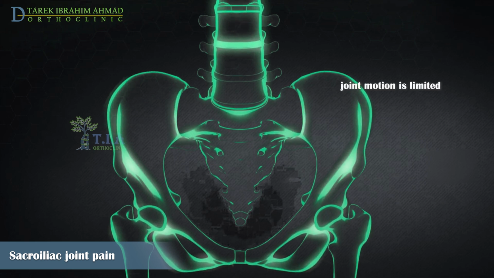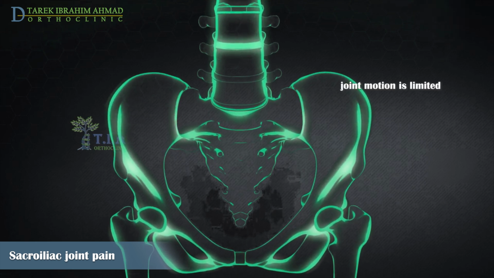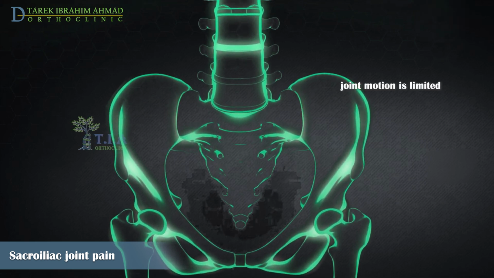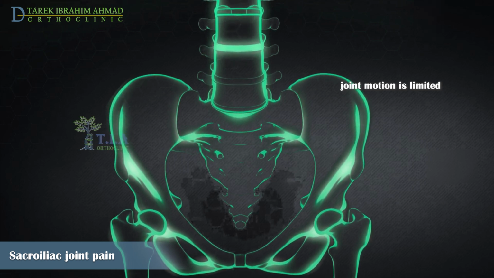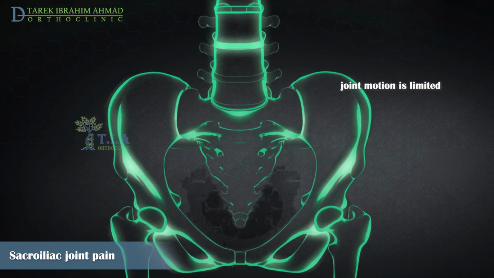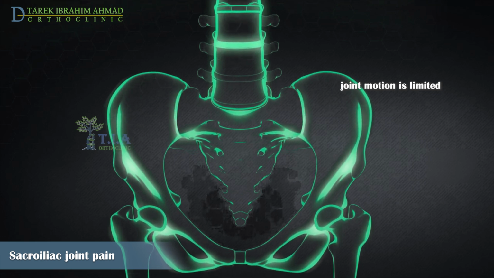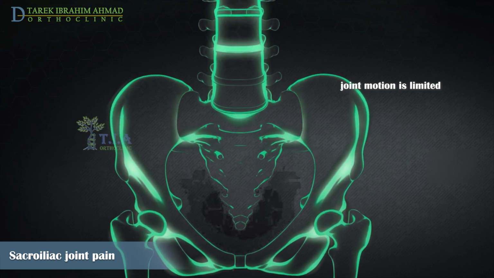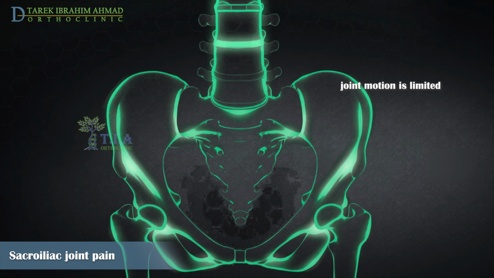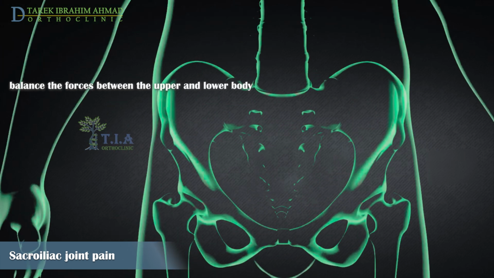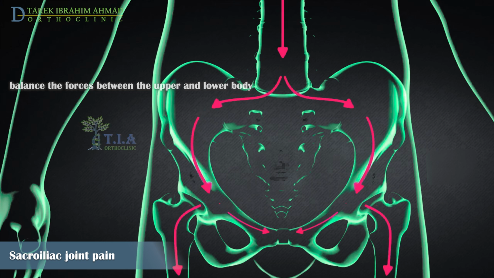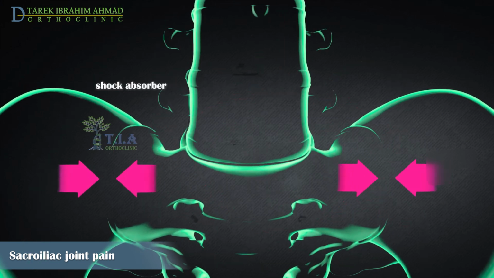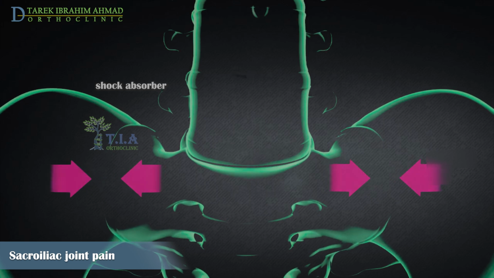While technically the sacroiliac joint is a typical synovial joint, unlike other synovial joints in the body, it has very limited motion. Full movement at the joint is only achieved when the hip joint has reached its farthest range, such as rotating the hip outwards to the end of range. The main functions of the sacroiliac joint are to provide strength and balance the forces between the upper and lower body, and also to act as a shock absorber for these forces.